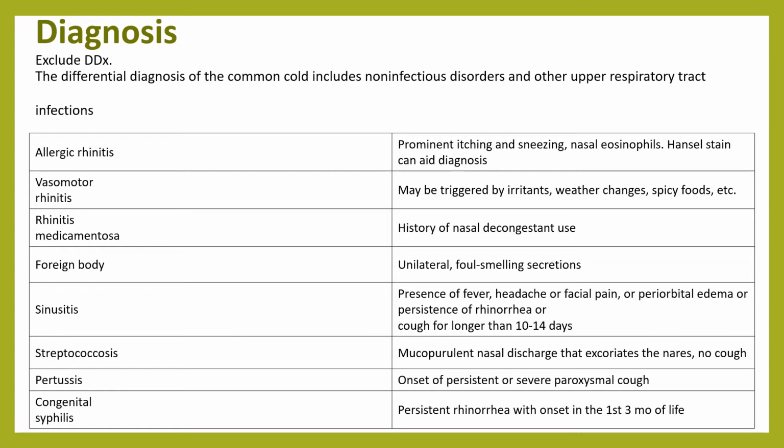So there are multiple differential diagnoses for the common cold, but we have to differentiate them clinically. The other one is sinusitis, for example. In sinusitis, there is high-grade fever, headache or facial pain, periorbital edema, or persistence of rhinitis or cough for more than 10 to 14 days, which suggests a superinfected common cold or bacterial sinusitis, because most common colds last 1 to 2 weeks. If they last more than 10 days, it shows there is a secondary bacterial infection or bacterial sinusitis.